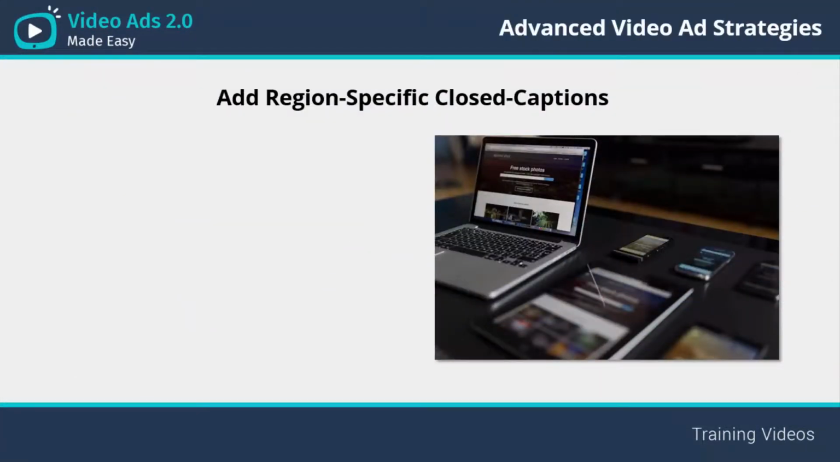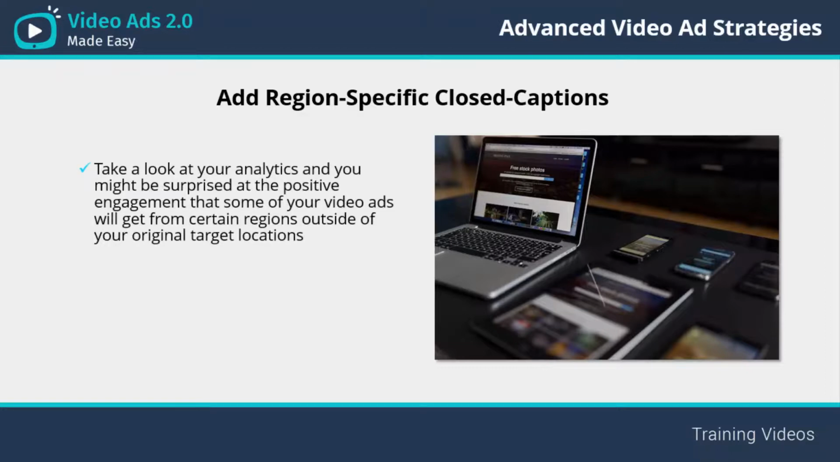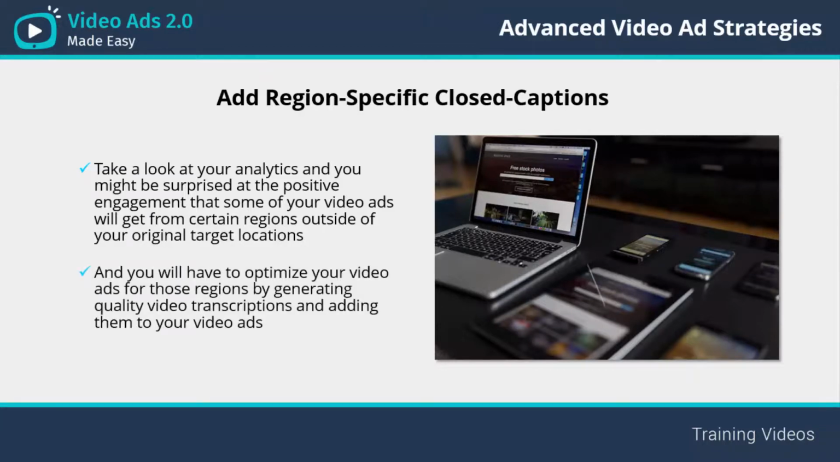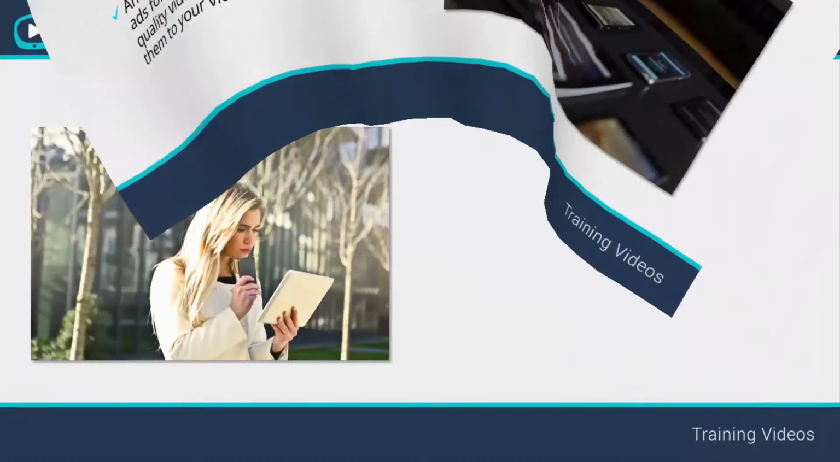Add region-specific closed captions. Take a look at your analytics, and you might be surprised at the positive engagement that some of your video ads will get from certain regions outside of your original target locations. In those cases, it is recommended that you experiment with targeting those regions with your video ads. And you will have to optimize your video ads for those regions by generating quality video transcriptions and adding them to your video ads. You can use a service such as Fiverr.com to outsource high-quality video transcriptions for cheap.